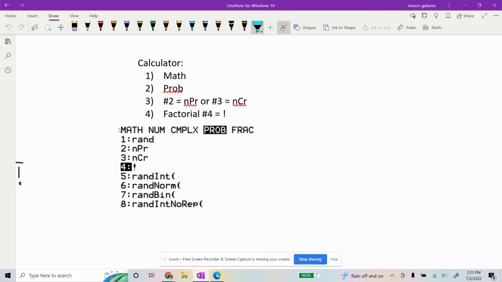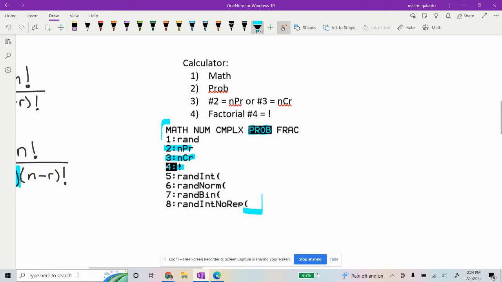If you hit Math, this is the image that you will see here. As you can see, we're looking at permutations or combinations or factorials. Note that we're going into probability. Depending on what type of calculator you have, you may have to enter the first value before you go into nPr or nCr. It just depends on what update you have. I will show you further.